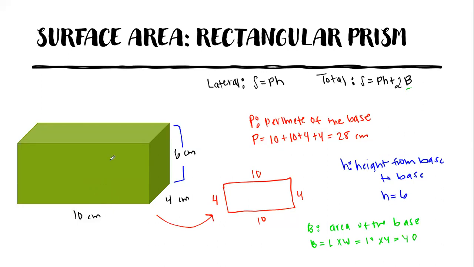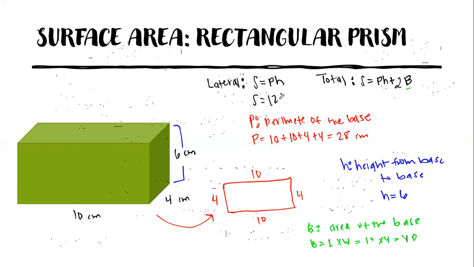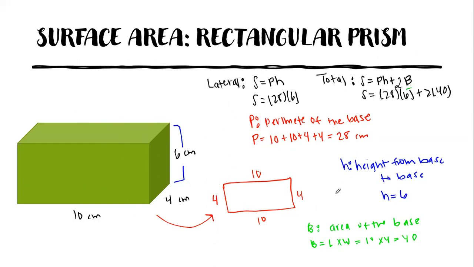So for the sake of time, I'm just gonna show you what it looks like, but we're not gonna actually do it out. So S equals 28 times 6 for lateral surface area, and for total, S equals 28 times 6 plus 2 times 40. If you need to take a screenshot, whatever you need to do, okay? But again, I'm going fast so that we can get to the activity so you can practice. This should not be me teaching. This should just be review, and it should be like, oh, okay, I remember.